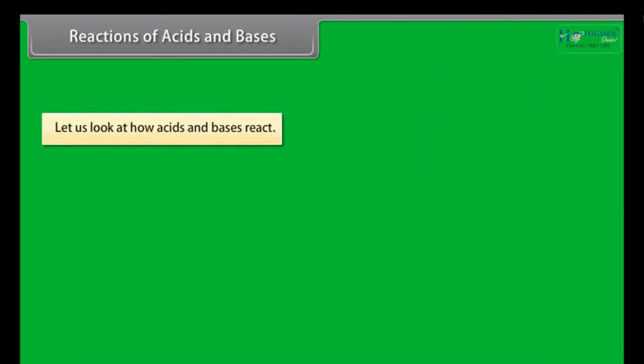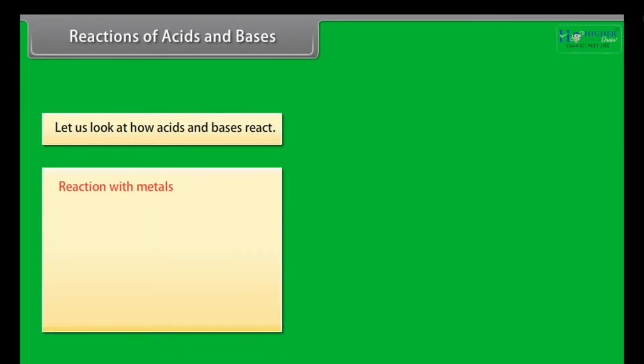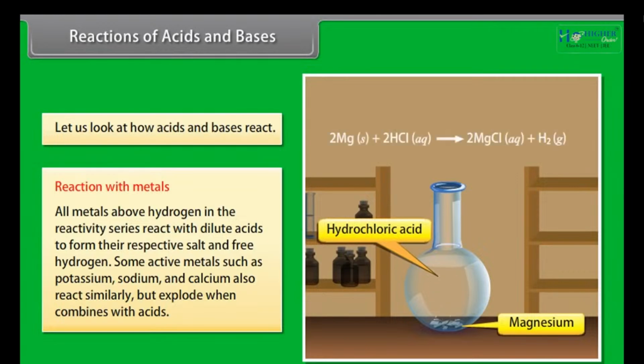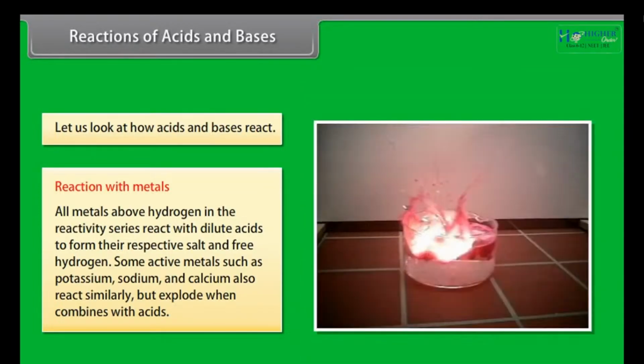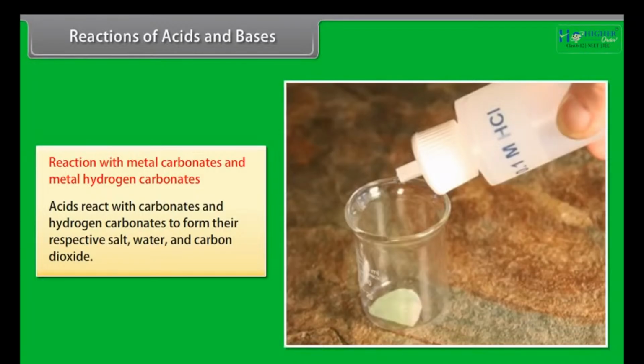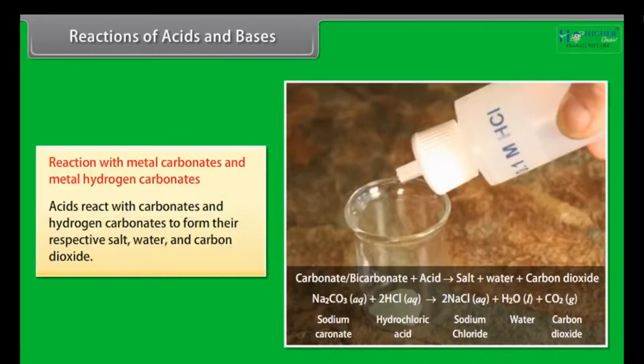Let us look at the different reactions of acids and bases with metals, metal carbonates, and metal hydrogen carbonates, and with each other. Reaction with metals. All metals above hydrogen in the reactivity series react with dilute acids to form their respective salt and free hydrogen. Active metals such as potassium, sodium and calcium also react similarly but explode when combined with acids. Reaction with metal carbonates and metal hydrogen carbonates. Acids react with carbonates and hydrogen carbonates to form their respective salt, water and carbon dioxide.